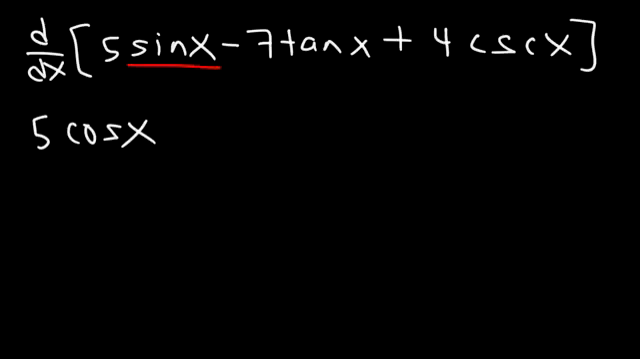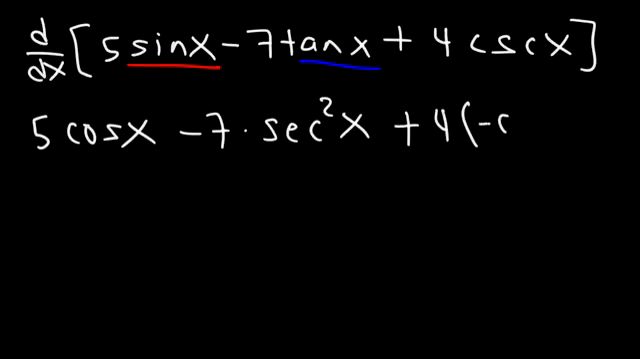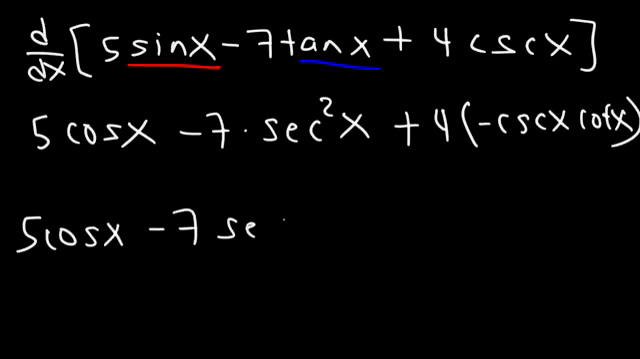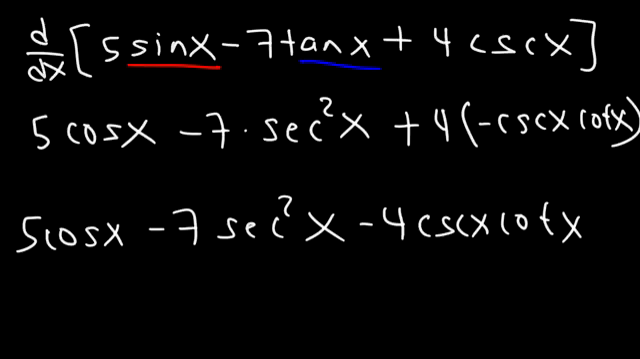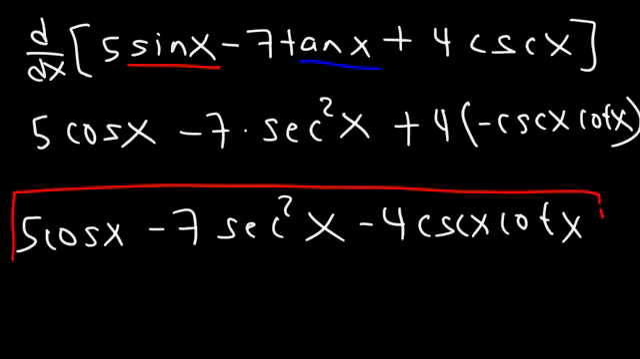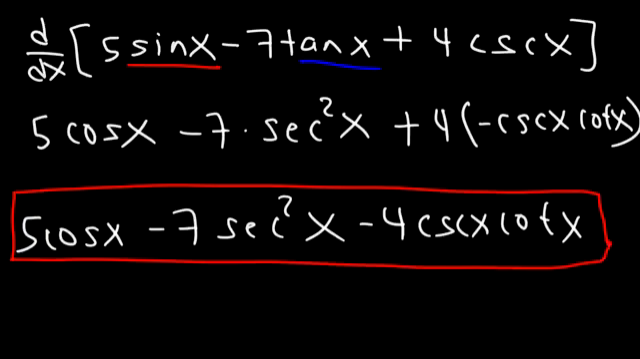Now once you differentiate sine, next we need to differentiate tangent. The derivative of negative 7 tan x is going to be negative 7 times secant squared, since that's the derivative of tangent. And the derivative of cosecant, we said it's negative cosecant cotangent. And so this is the answer: 5 cosine x minus 7 secant squared x minus 4 cosecant x cotangent x. So that's how you could find the derivative of trigonometric functions.